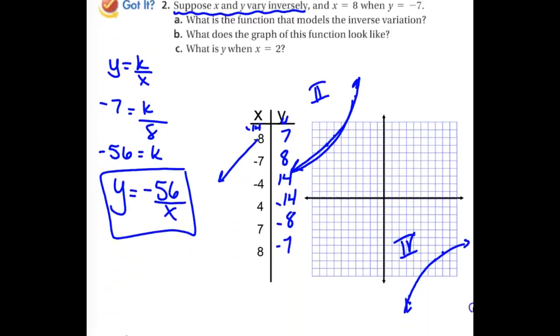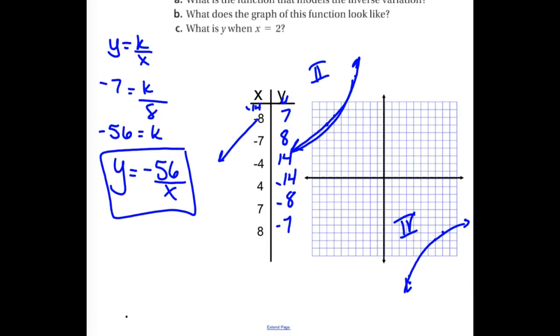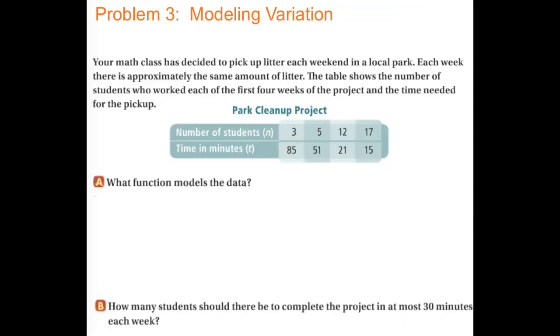All right, the last part of that question was, what is y when x is 2? So if we put a 2 in here, we get what? Okay. Questions on that process?